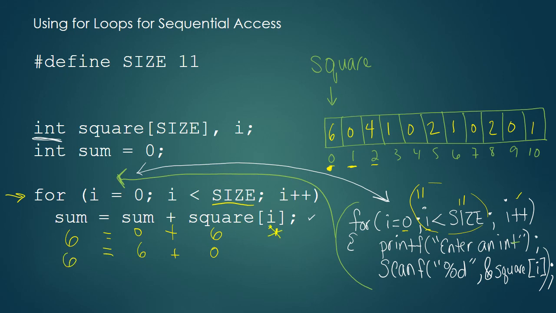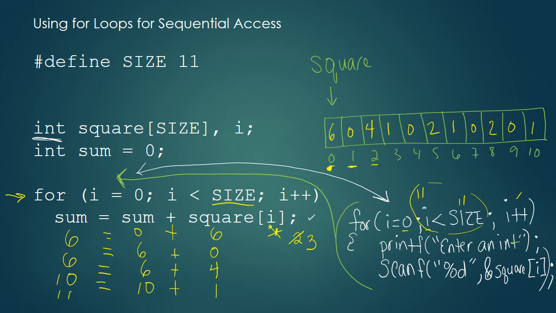Now we're going to change i to 2. Is 2 less than 11? Yes, it is. So we go here to square at index 2, which is a 4, add it to the current sum, and the sum is going to go up to 10. Now we change i to 3. Is 3 less than 11? Yes, it is. So when we change it to 3, we take the 1, add it to the ongoing sum, which was 10, and that will equal 11.